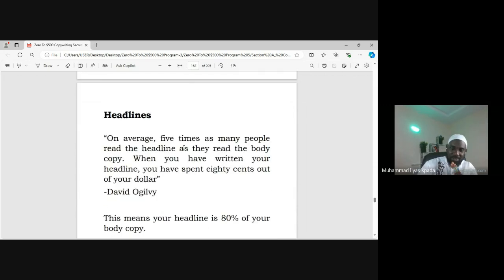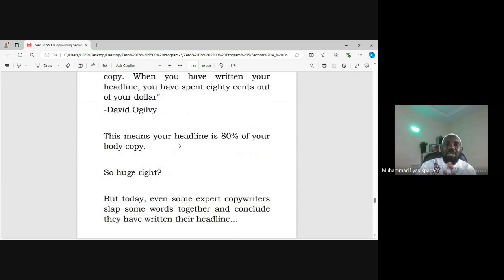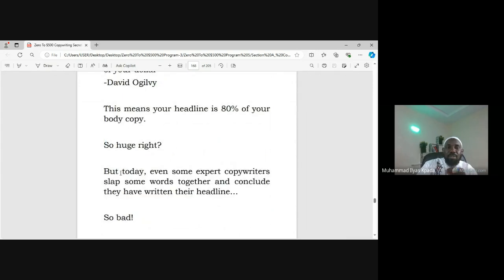Now, headlines. On average, 5 times as many people read headlines as they read the body copy. And when you have written your headline, you have spent 80 cents out of your $1. That is what David Ogilvy said. It means you have spent 80% of your copy. So this means your headline is 80% of your body copy. So huge, right? But today, even some expert copywriters slap some words together.